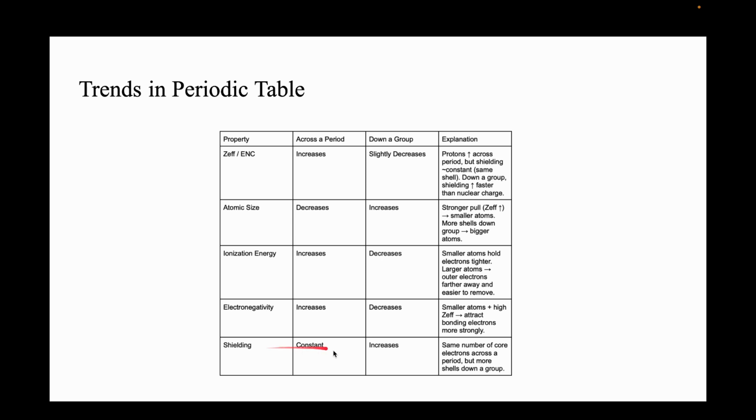So now we have shielding. It remains constant across a period and it increases down a group. This is because there's the same number of core electrons across a period, but more shells down a group.